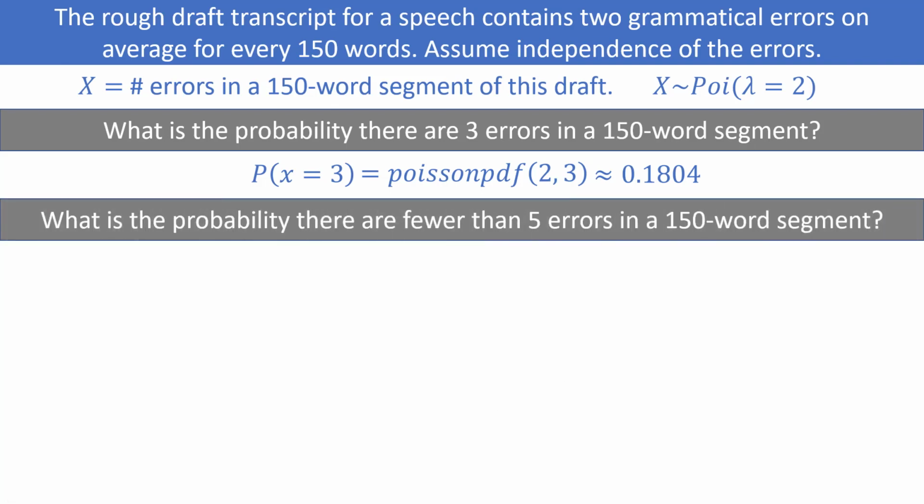Let's look at another example. We are asked what the probability is that there are fewer than 5 errors in a 150-word segment. This is asking us for the probability that x is less than 5.